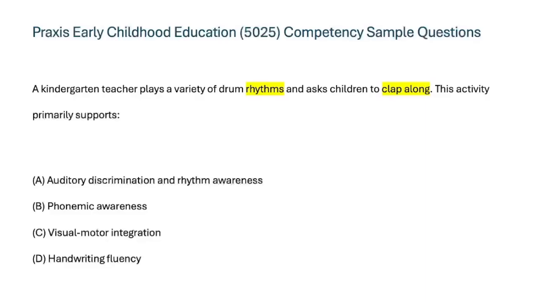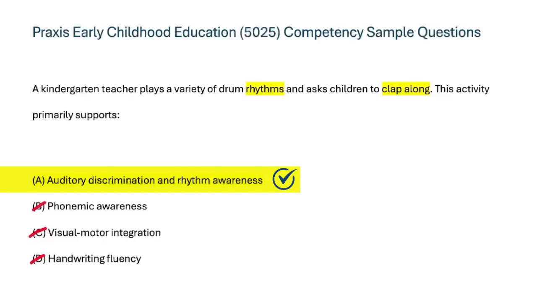With that in mind, we can eliminate the incorrect options first, starting with B, phonemic awareness. That is about identifying spoken sounds in words, not rhythm. We can eliminate C, visual motor integration, because that involves coordinating sight and movement, which was not outlined in this scenario. Then we can eliminate option D, handwriting fluency. That's just there to distract you and is unrelated to this question.